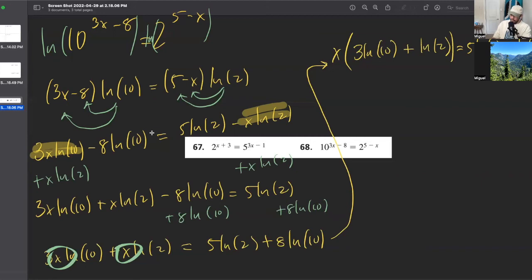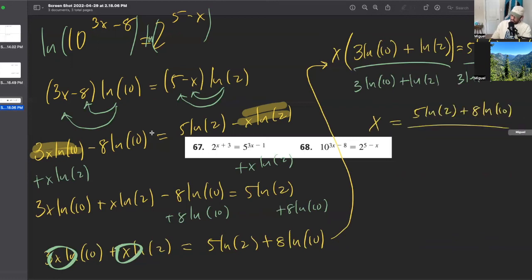And one final step, so we get our answer. 3 natural log of 10 plus natural log of 2 is going to be divided to both sides. And that leaves me with x equals 5 natural log of 2 plus 8 natural log of 10 all over 3 natural log of 10 plus natural log of 2.